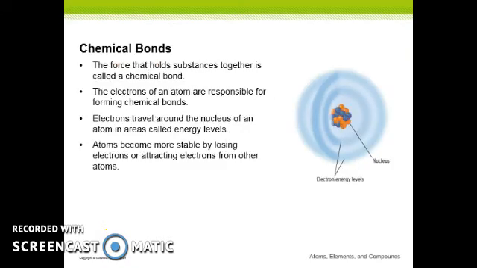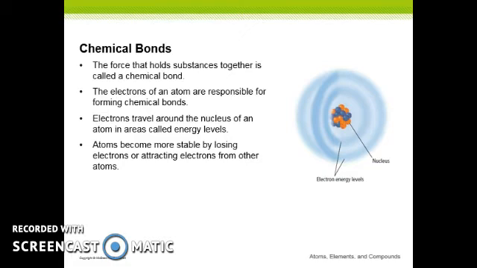So I've made a chemical compound. Well, what's the glue that holds those things together? And we call that a chemical bond. So make sure you're writing this down, please. A chemical bond is the force that holds substances together. The electrons of an atom are responsible for forming chemical bonds.